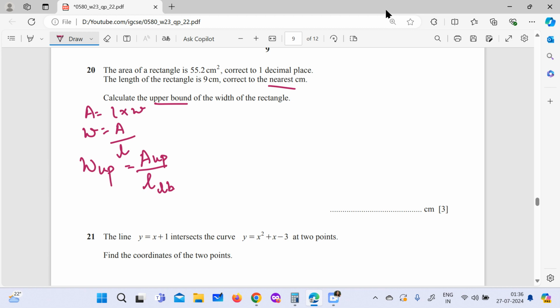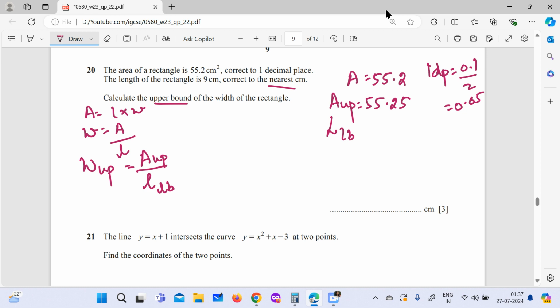Okay, so now we can work on this. So the area is 55.2, and this is correct to one decimal place. So when you have one decimal place, it is like this: 0.1 divided by 2 will give you 0.05. So you can write this area upper bound as 55.25.